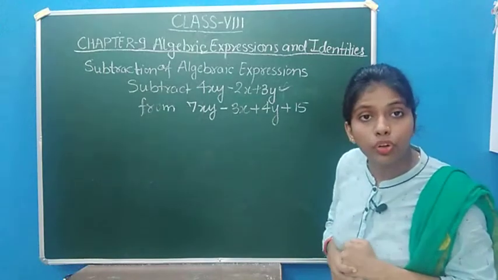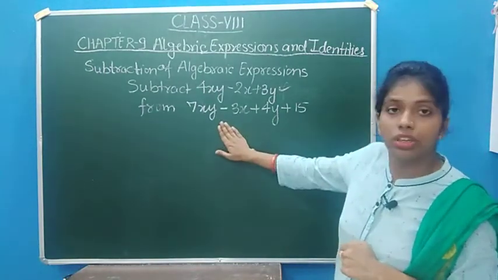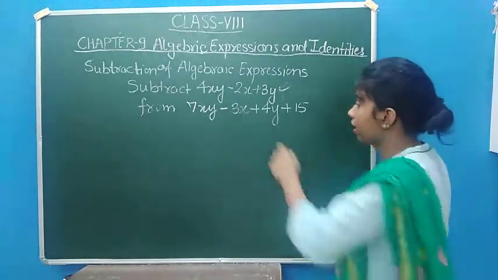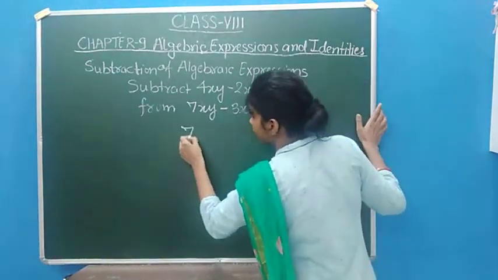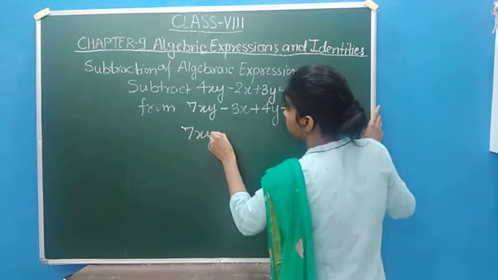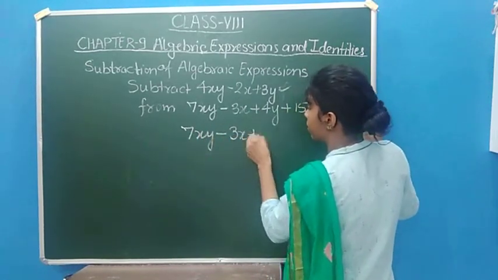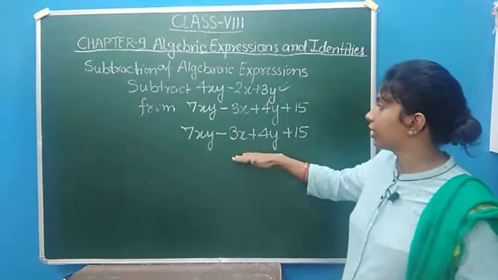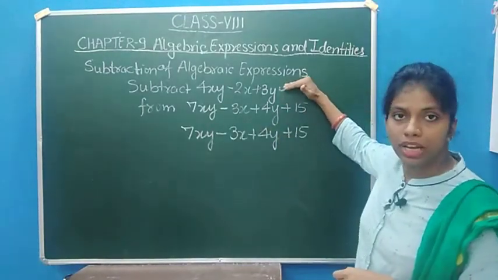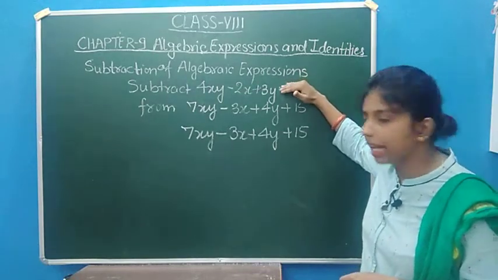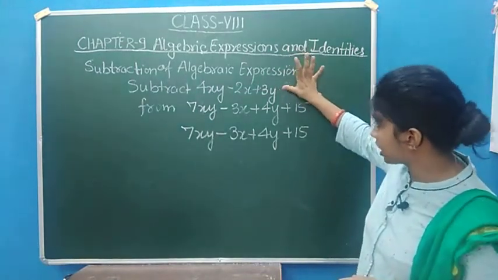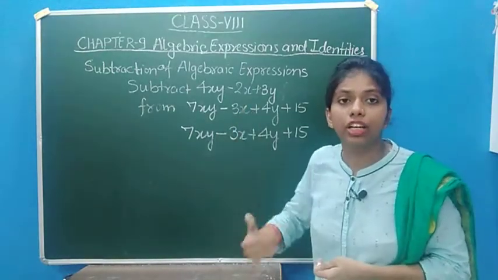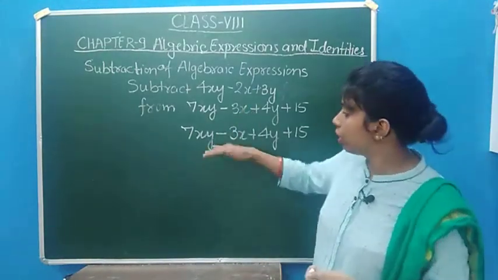So which one are we going to write first? Of course, the expression from which we have to do the subtraction. So here we have to write first 7xy minus 3x plus 4y plus 15. Now after that we are going to write the expression which we have to subtract. The first thing we have to do is arrange it so that the like term is right below the like term.